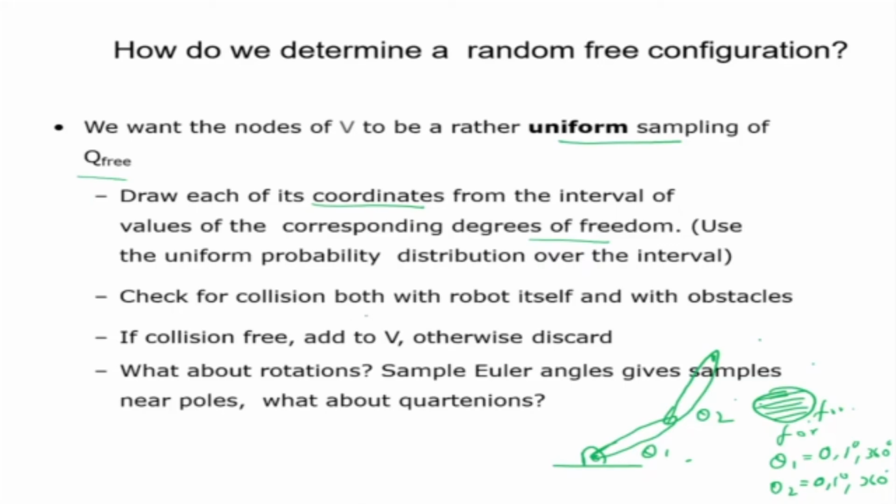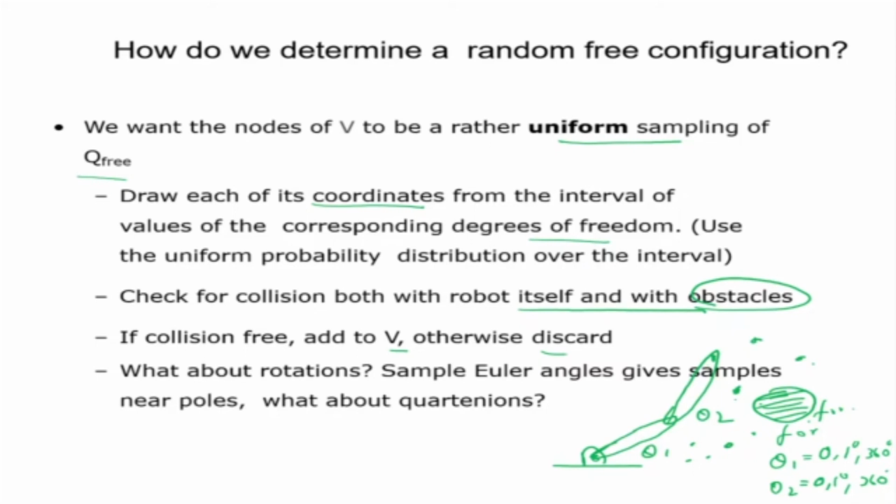Now check for collision both with the robot itself and with obstacles. Not only must you check for collision with the obstacle, but even with the robot. For example, a link should not hit the other link. So that is also an obstacle for itself. So if collision free, add to V, otherwise discard. That is how we make our points. That's how we sample our points. This is the way we go ahead.